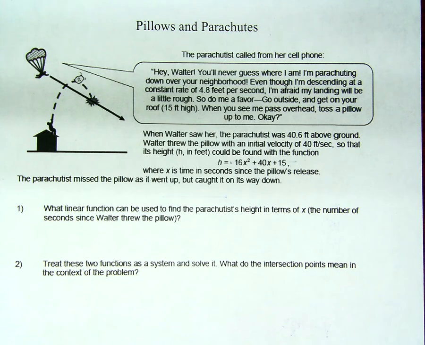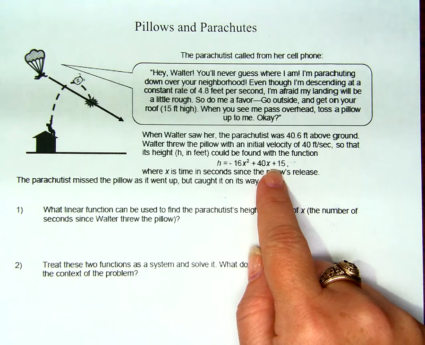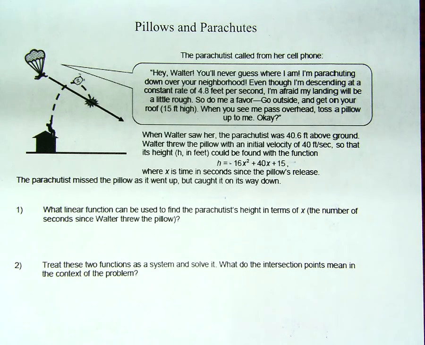So Walter goes outside and gets on his roof carrying a pillow. And when he sees her, she was 40.6 feet above the ground. He threw the pillow with an initial velocity of 40 feet per second so that its height could be found with this given function right here, where x is time in seconds since the pillow is released. The parachutist missed the pillow when it went up, but caught it on its way back down.